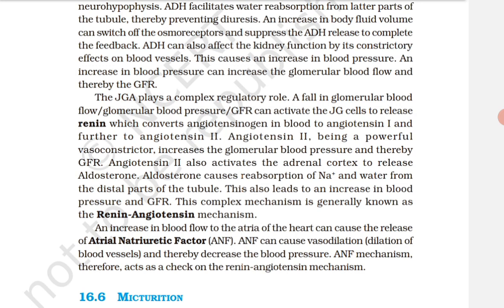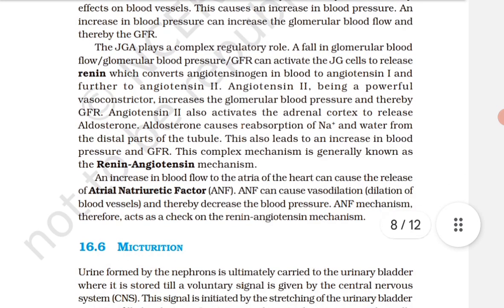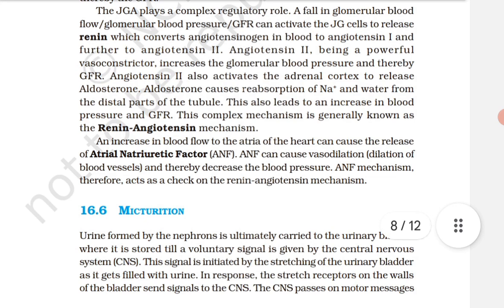Urine formed by the nephron is ultimately carried to the urinary bladder where it is stored till a voluntary signal is given to the central nervous system, that is CNS. This signal is initiated by the stretching of the urinary bladder as it gets filled with urine. In response, the stretch receptors on the walls of the bladder sends signal to the CNS. The CNS passes on motor messages to initiate the contraction of the smooth muscles of the bladder and simultaneously relaxation of the urethral sphincter, causing the release of urine.